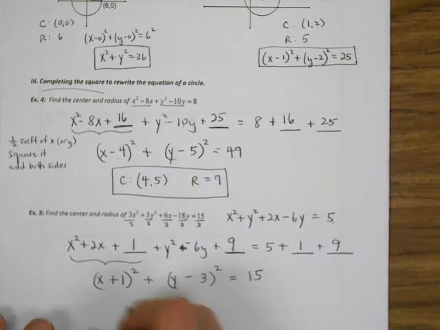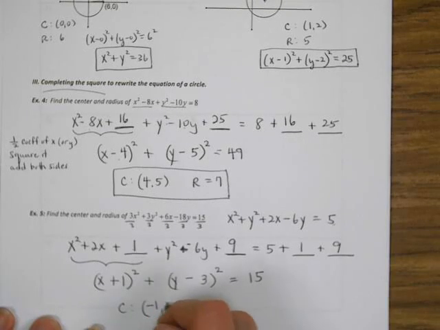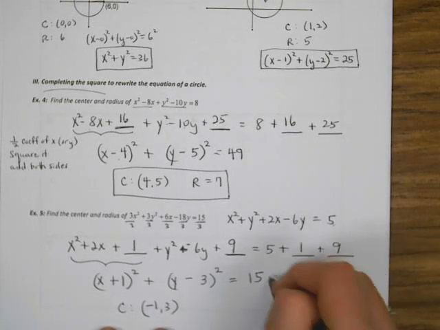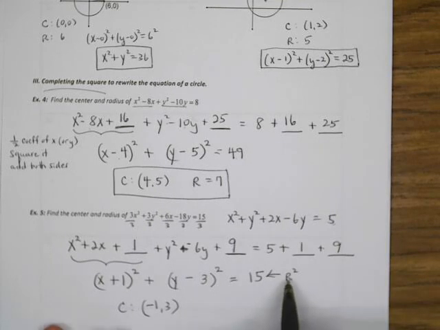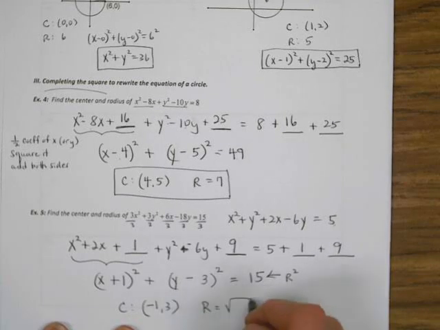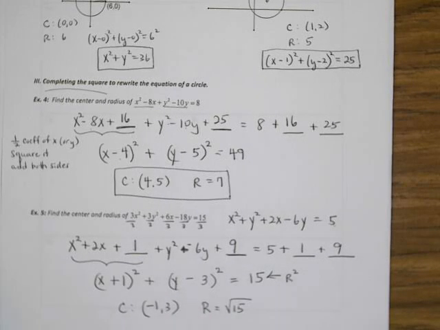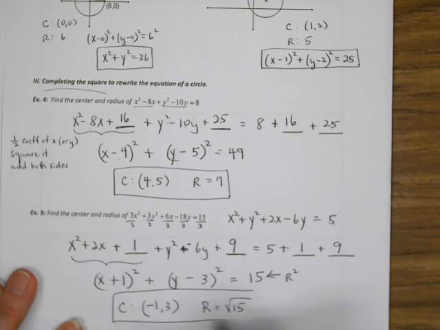All right, so I can now see that my center is going to be negative 1, 3. So watch your signs. Here, remember, this is radius squared. So how do I get radius from radius squared? I would take the square root. So the radius would be the square root of 15. I don't want a decimal. I want you to just leave it like that.